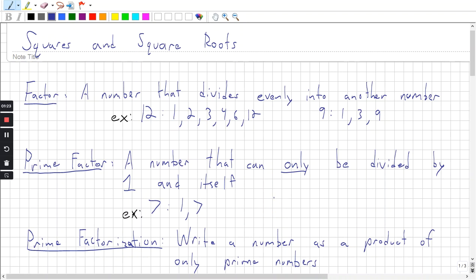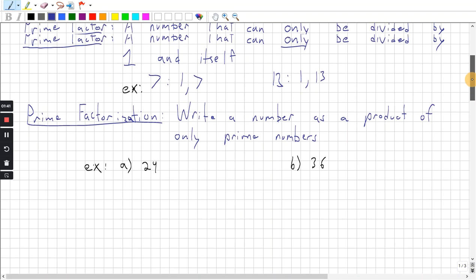Another example would be 13, because the values that are factors that go into 13 are only 1 and 13. No other numbers go into 13, so this is a prime number. So we're going to be breaking down numbers into prime factors. So let's look at how to do prime factorization.